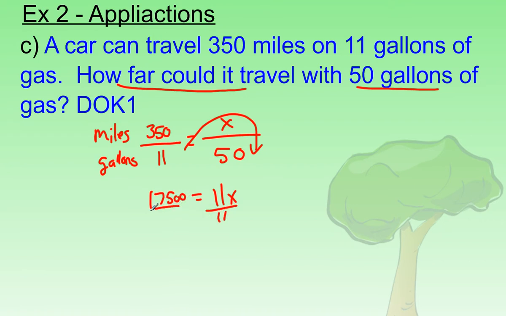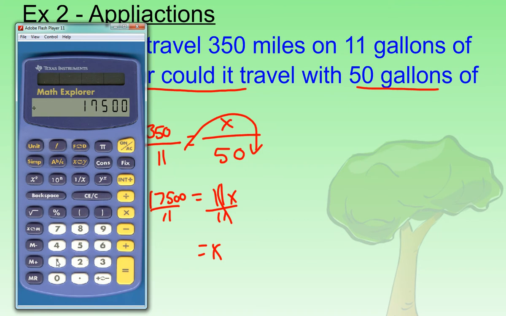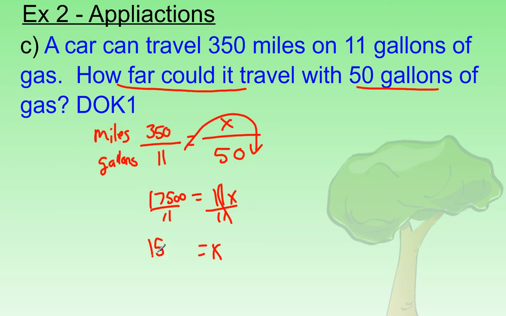Divide by 11 on both sides to solve the equation here. The 11s cancel out. X equals 17,500 divided by 11 equals 1590 point, it looks like it's a repeating decimal, 1590.90 repeating. So approximately 1590 miles it could travel in that amount of gas.